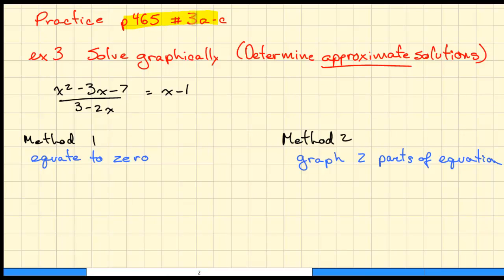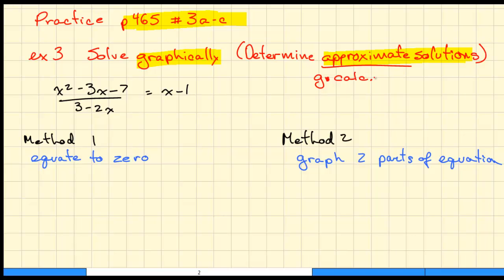Now you'll see up here, I did pause for a little bit in class and asked you to practice that technique with 465 number 3AC, A, B, C. If you weren't in class, you really should spend a little bit of time doing that before you move on to example 3 here. Now, in example 3, we're asked to solve graphically. We're looking for approximate solutions. So that's an indicator that we're going to be using our graphing calculator.